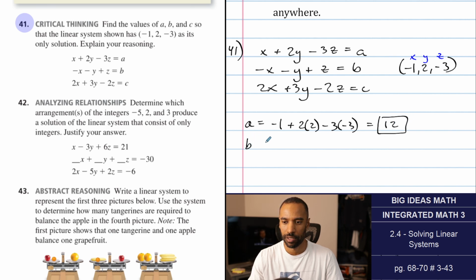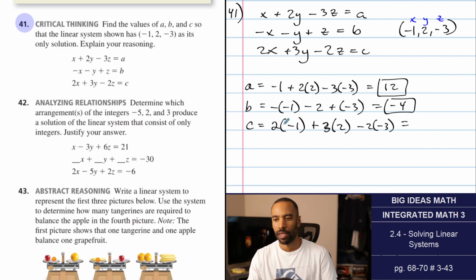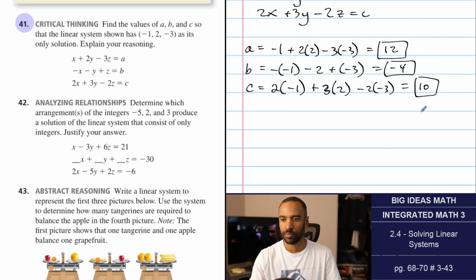So A is 12. B would be -x minus y plus z. 1 minus 2 is -1, minus 3 is -4. And C would equal, I don't know if I'm doing something wrong, because this doesn't seem like critical thinking. Plus 3y minus 2z. I just hope this doesn't have an infinite set of solutions. -2 plus 6 is 4, plus 6 is 10. 12, -4, and 10. You just substitute them.